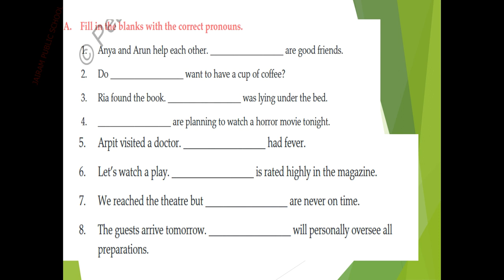Number 8. The guest arrive tomorrow. Dash will personally oversee all preparations. So if anybody is coming to your home, you are going to do the preparation work. So instead of the guest, you should use the pronoun which is I. The guest arrive tomorrow. I will personally oversee all preparations.